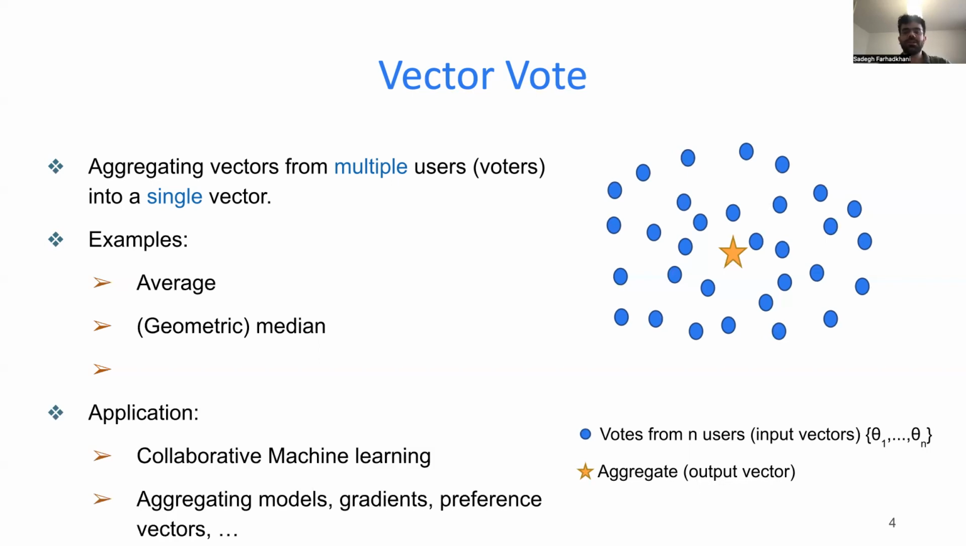The main application of this vector vote problem is probably collaborative machine learning, in which we may want to aggregate local models from different users, or gradient vectors or preference vectors that are somehow learned for each user. And it actually makes more sense to look at the problem as a voting problem when the model is going to be used for decision making, and it may affect people's lives.